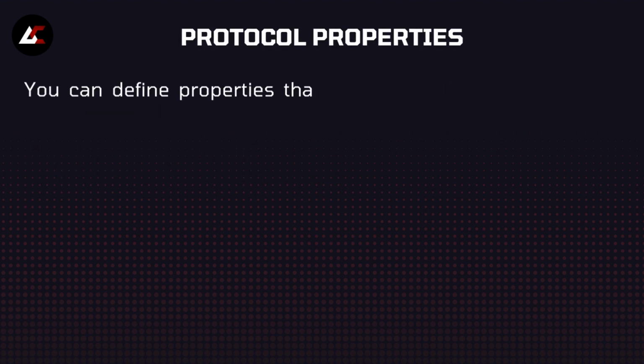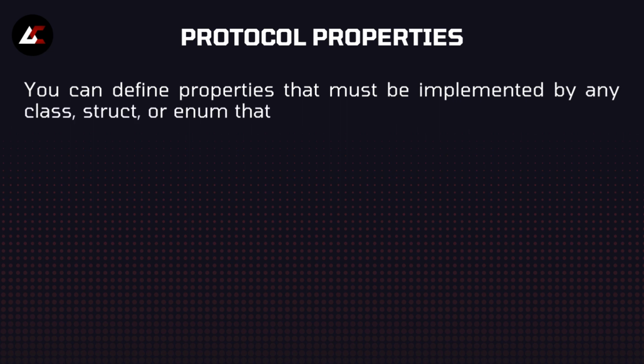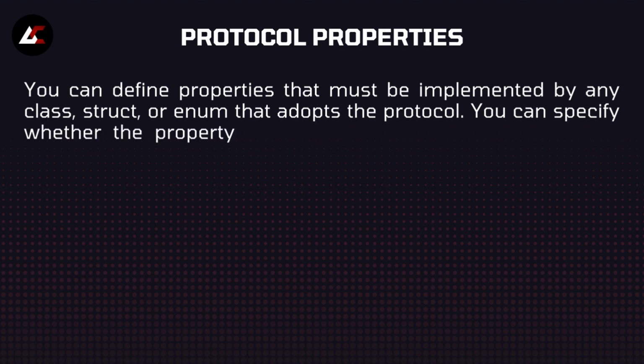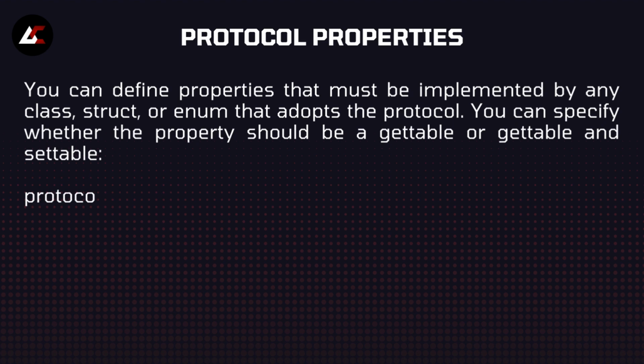Protocol properties. You can define properties that must be implemented by any class, struct, and enum that adopts the protocol. You can specify whether the property should be gettable or gettable and settable.